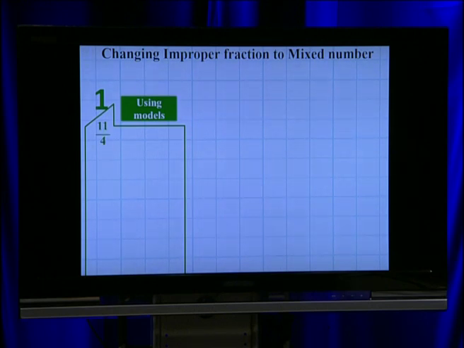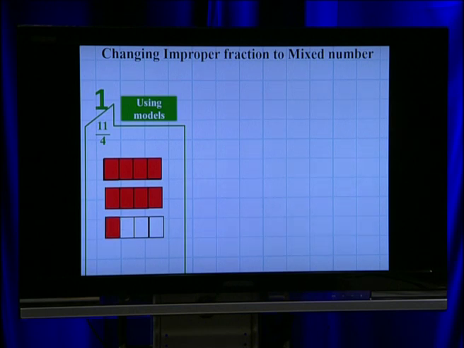We take 11/4 and let us make models for 11/4. Look at this shape. It has 4 parts, right? If we color one part, it will be 1/4. 2/4, 3/4, 4/4, right? 4/4 plus 4/4 give us 8/4. And then we have 9/4, 10/4, and 11/4. So we got the improper fraction. We represented the improper fraction using a model.